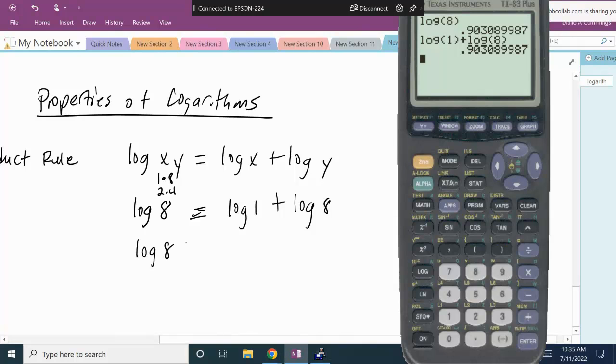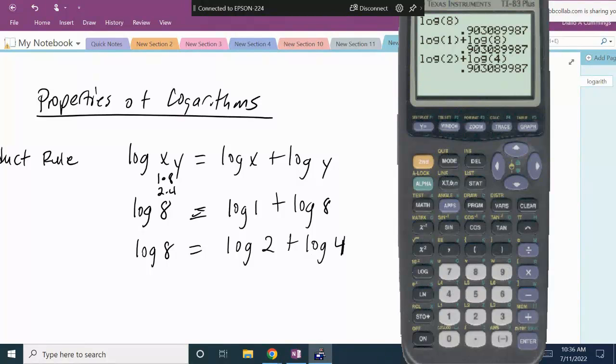I could also write the log of 8 as the log of 2 plus the log of 4. If I put that in the calculator, the log of 2 plus the log of 4, I get 0.903. The reason I show you this is because when we're dealing with the log of, let's say, c and f, you don't actually know the value of c or f, but you can use these properties.